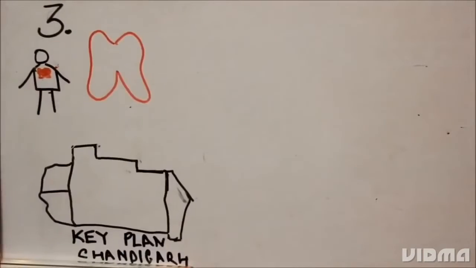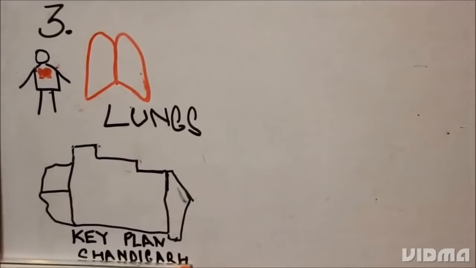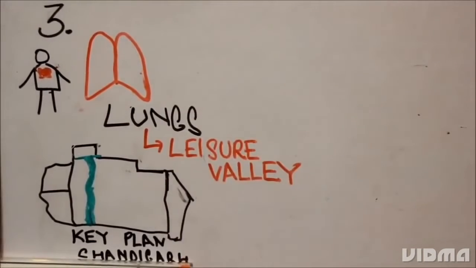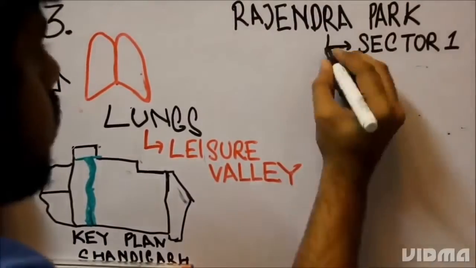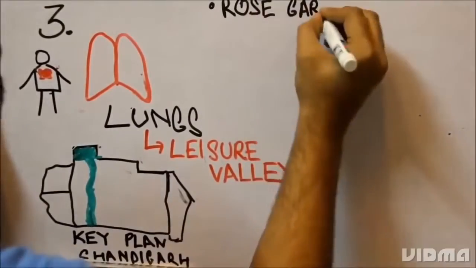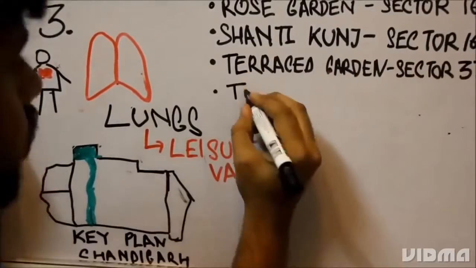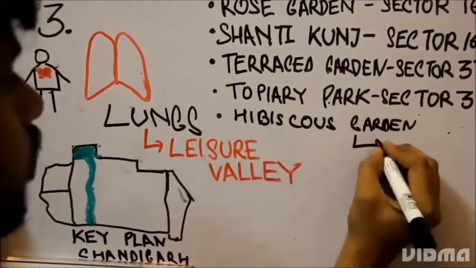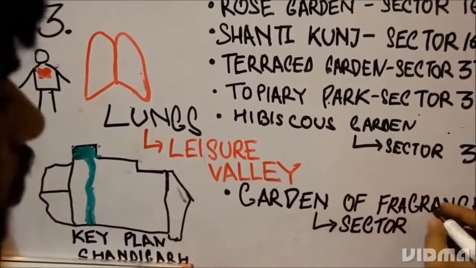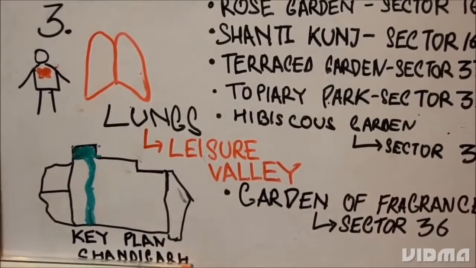The third are the lungs. Now there are a lot of green spaces in Chandigarh, but there is also an 8-kilometer long green space known as the Leisure Valley, which runs across the city. Popularly, this Leisure Valley represents the lungs. The valley in each sector is designed as a different themed garden.